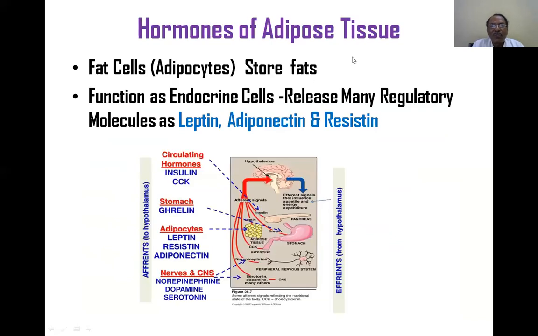And the hormones, they are the circulating hormones, insulin and CCK. Insulin is from the pancreas, CCK is coming from the intestines, and ghrelin is from the stomach. The adipose tissues produce leptin, resistin, and adiponectin, and nerves and CNS produce norepinephrine, dopamine, and serotonin. They all act in a concerted mechanism that controls the adipose tissue fat reserves.